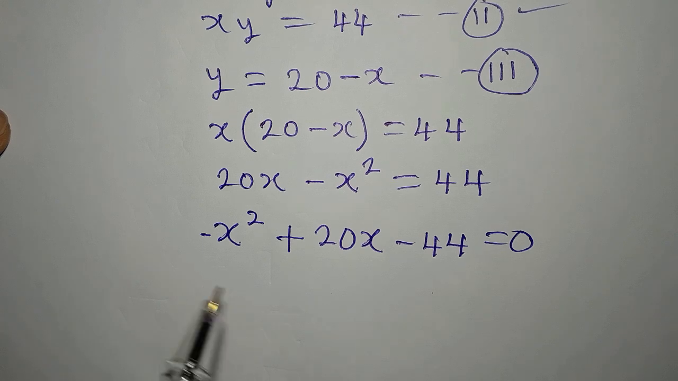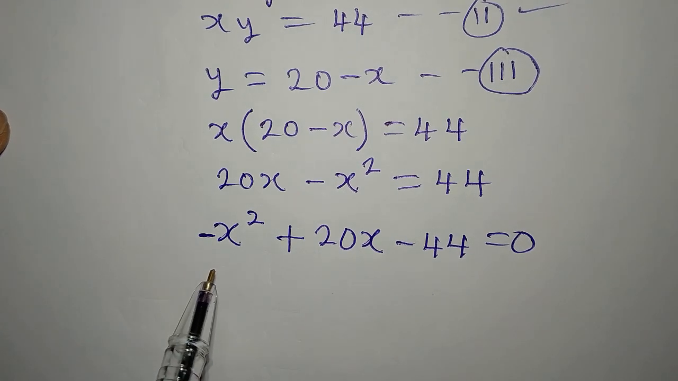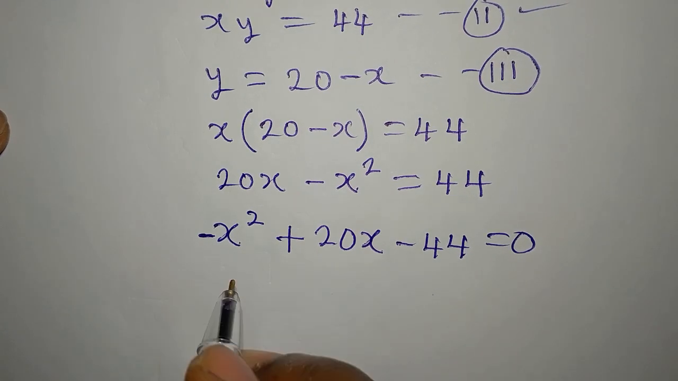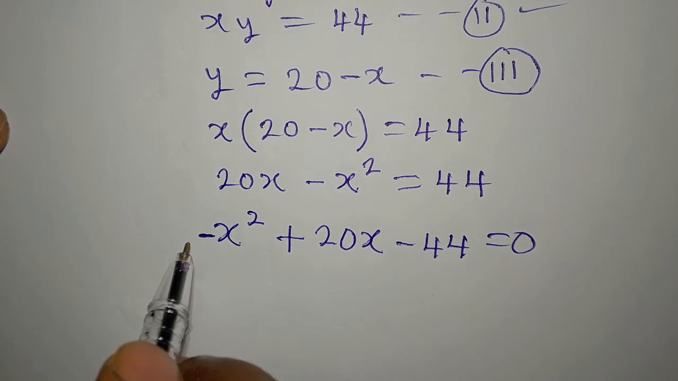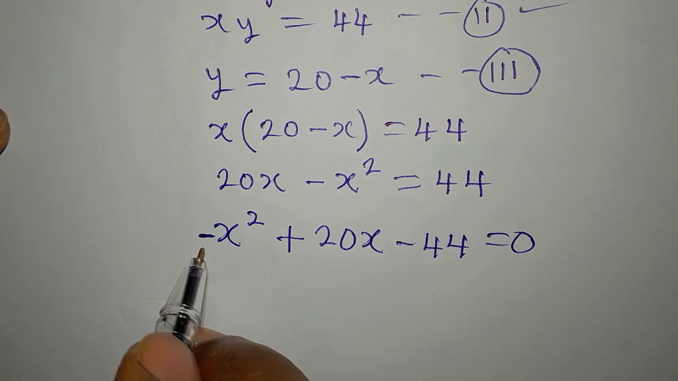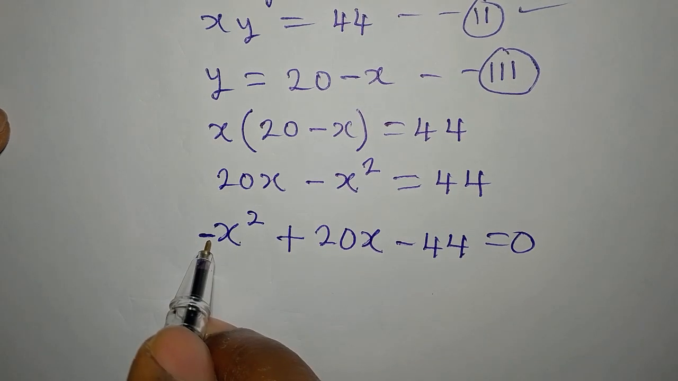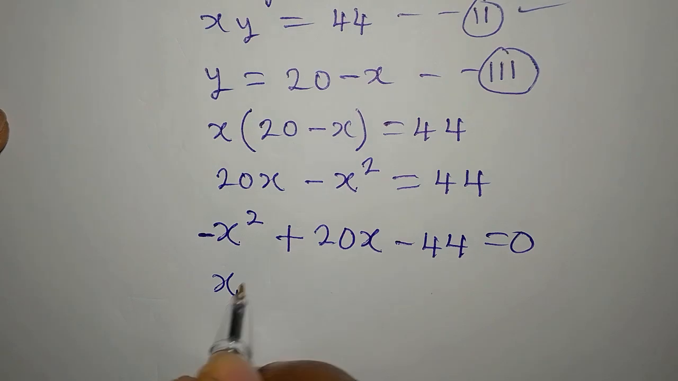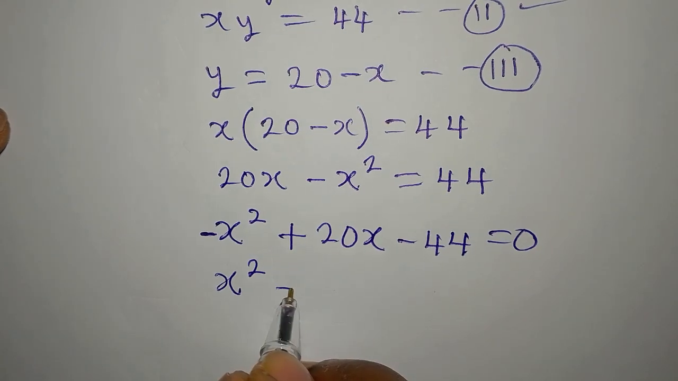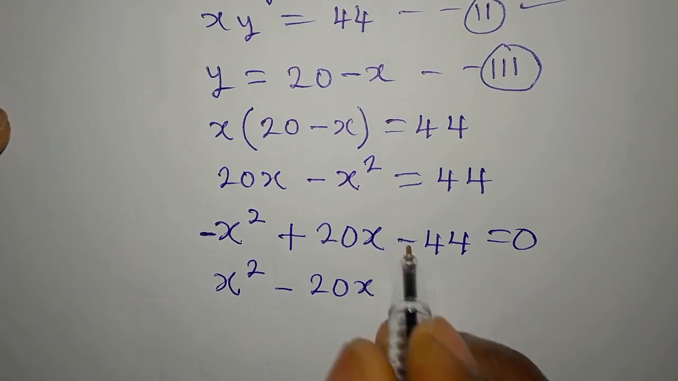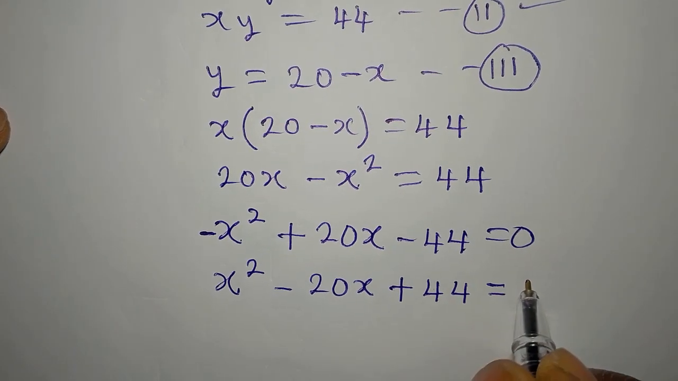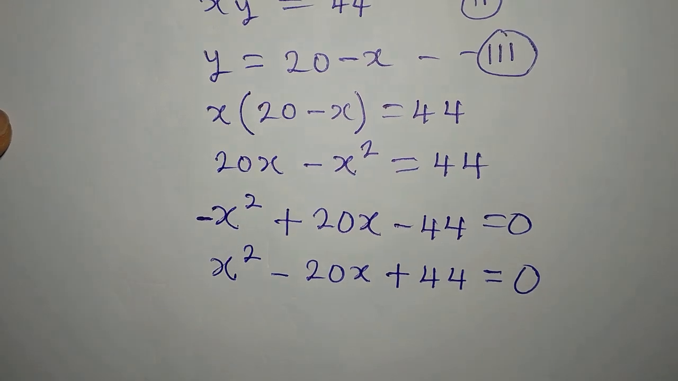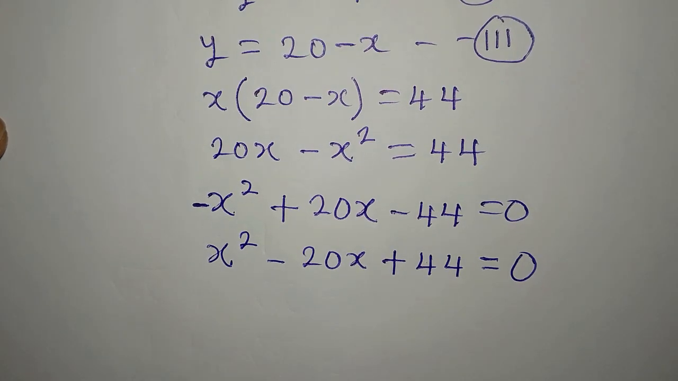Do not forget that we are not expected to have negative coefficients, so we multiply the negative coefficient by everything. So let's multiply everything by minus 1, so that we have x squared. This will turn to minus 20x. This will turn to plus 44, and this is equal to 0. Now we have a standard quadratic equation.